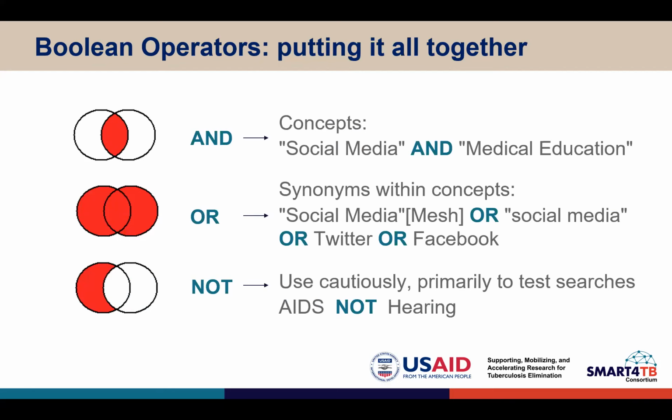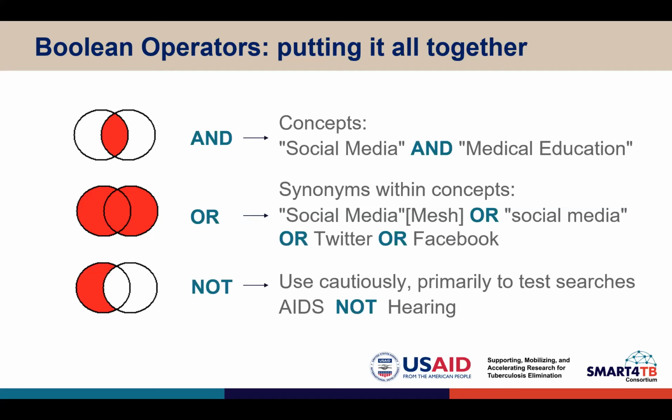And now we are going to cover Boolean operators. We're going to pull that in, and that's putting it all together. Boolean operators, as you can see, are the three different operators: and, or, not. The two that are used the most often are and, or. As you can see with and, you're taking two unique, distinct concepts and combining them. For instance, social media and medical education. Those are two distinct concepts, and you're asking the database, I only want articles that talk about social media and medical education. And as you can see in the diagram, the item in the center, that red in the center, are the articles that you want.